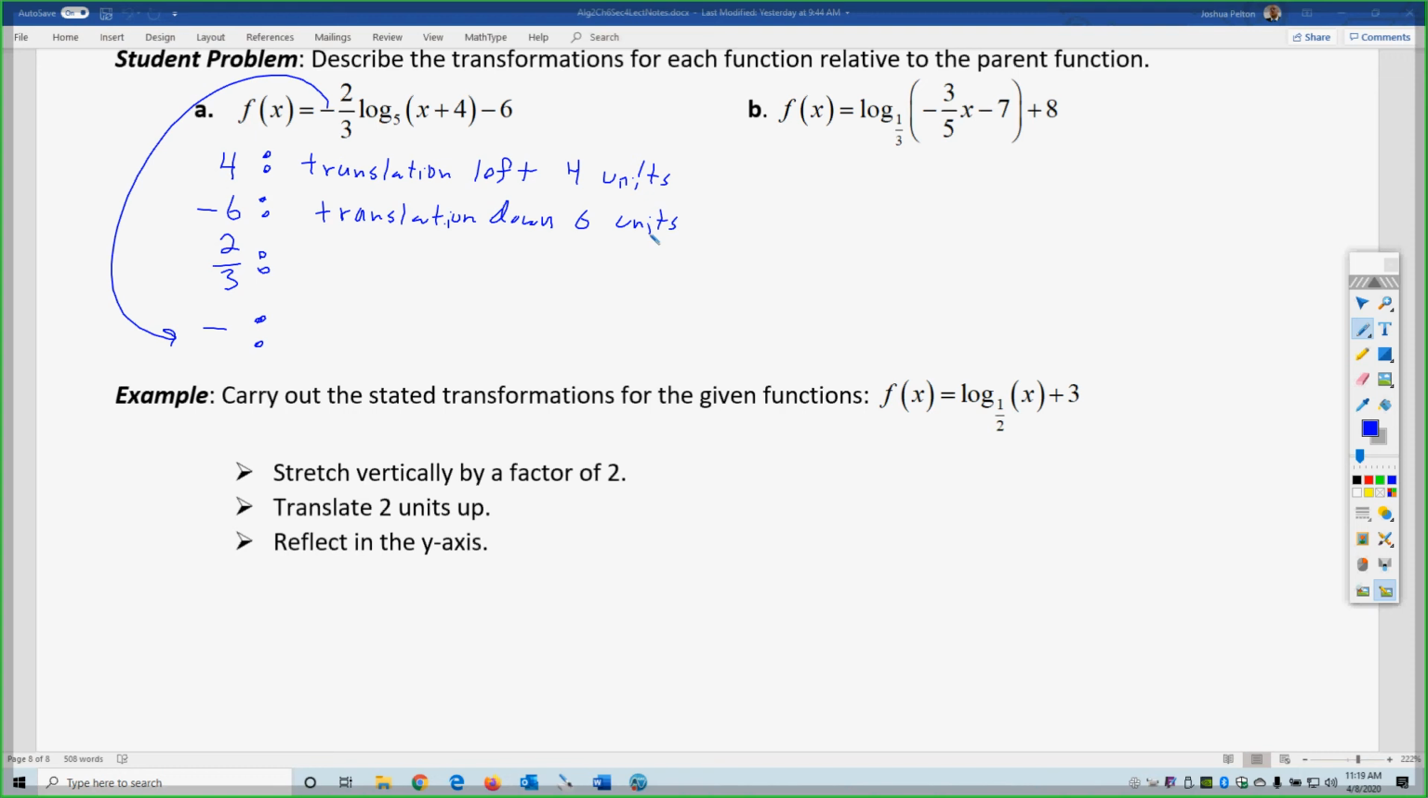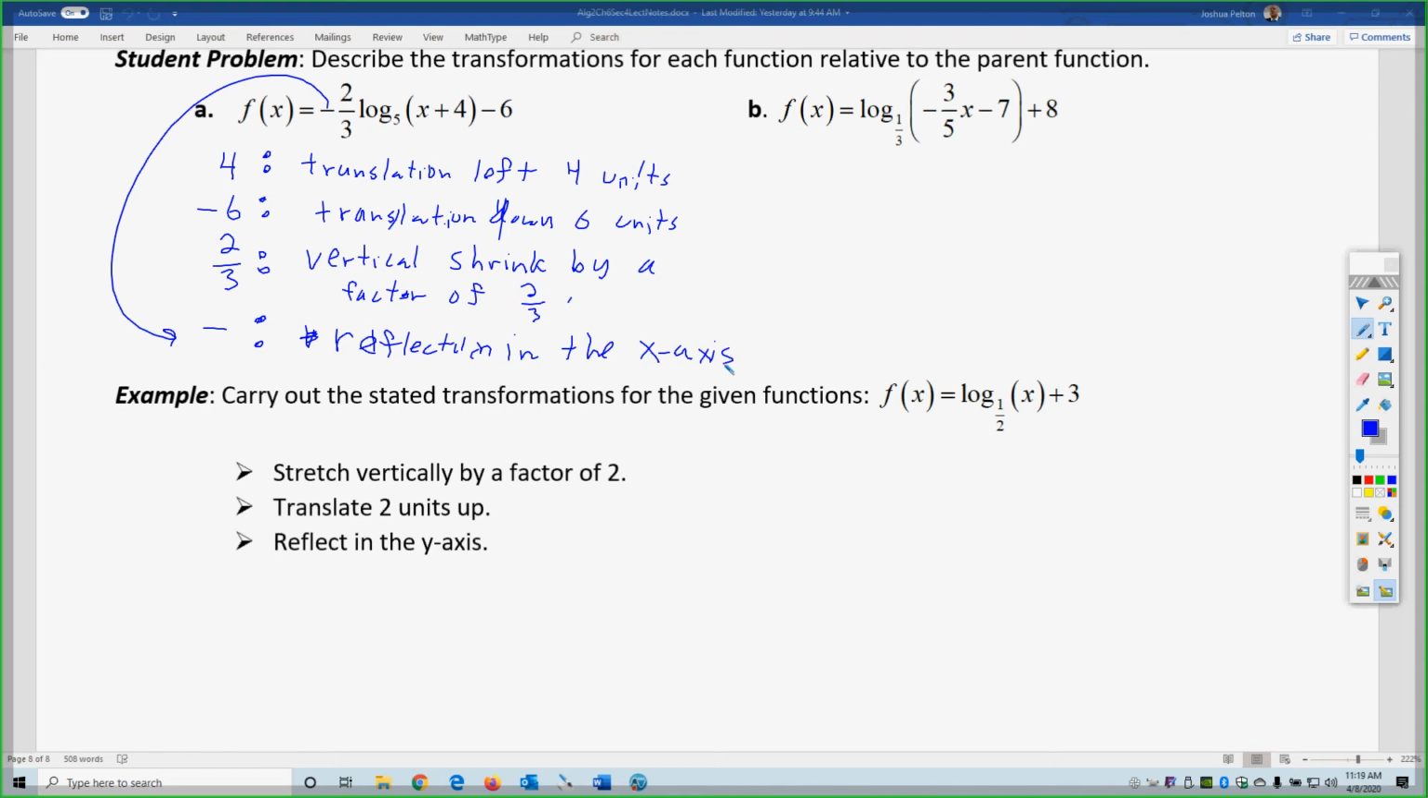2/3 is on the outside. It's a multiplying. Multiplying and dividing is scaling. So this is a vertical shrink by a factor of 2/3. Okay. And lastly, the negative on the outside affects your y. So it's a reflection in the, so it's on the outside, it affects y. So you changed your y value. So it's reflecting in the x-axis as we changed our y value.